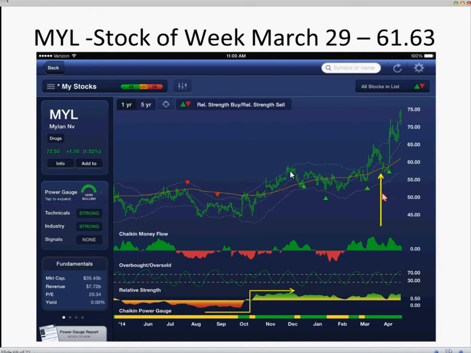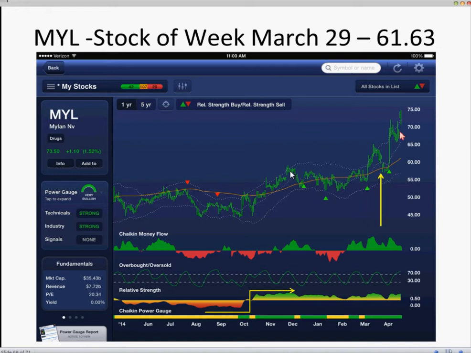Now, an interesting thing happened in Mylan. They had just bought some European properties from Abbott Labs. And Abbott announced on Monday morning before the opening of a third of the shares that they got in that exchange. The stock opened not at 61.63 but at 59. So you had an opportunity to buy in at 59. Then it turned around and triggered a relative strength buy signal.